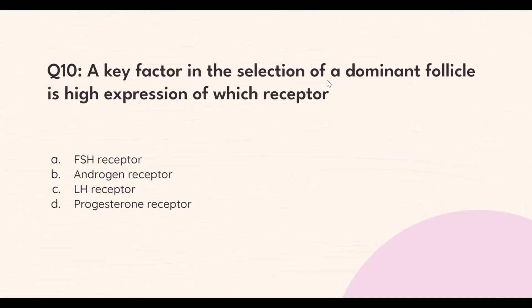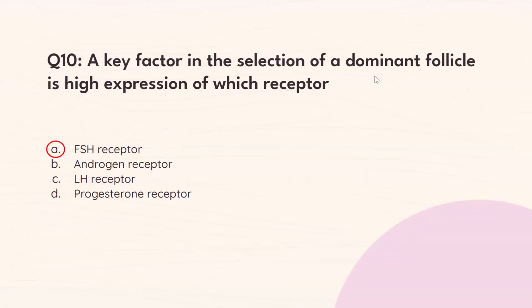So a key factor in the selection of a dominant follicle is high expression of which of the following receptors? A, FSH receptor. Perfect. If you look at the question, what they're asking is what is the most important factor for determining which follicle becomes the dominant follicle? High expression of which receptors? This makes the most sense, FSH receptors. Why? Because if a follicle has a lot of FSH receptors, FSH is able to exert more effect on it. More stimulation occurs, more maturation of that follicle will occur, and this will lead to it becoming the dominant or Graafian follicle.